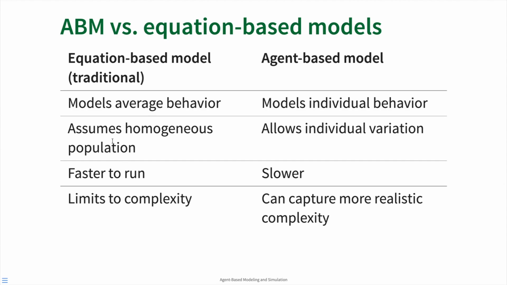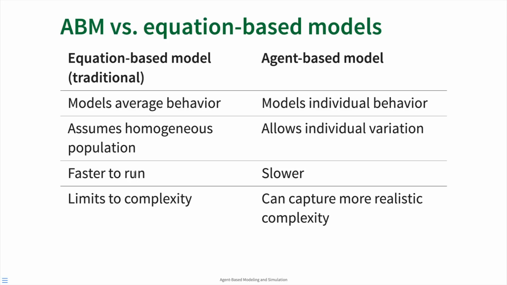Which is related to the second line, that in equation models, we're forced pretty much to treat everyone in the population that we're modeling as being the same, being homogeneous. We're essentially assuming everyone acts like the average individual. Whereas in an agent-based model, we can allow that individual variation.